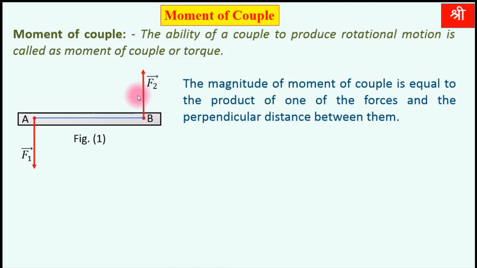The magnitude of the moment of a couple is the product of one of the two forces and the perpendicular distance between these two forces. In this figure, this line AB is perpendicular to both of these forces F1 and F2. Therefore AB is the perpendicular distance. Therefore the moment of couple in this figure 1 is given by the magnitude of one of the two forces, that is F into AB. AB is the perpendicular distance. We know here F1 is equal to F2 equal to F.